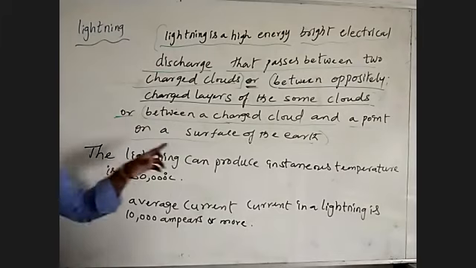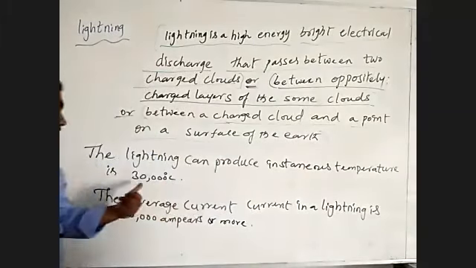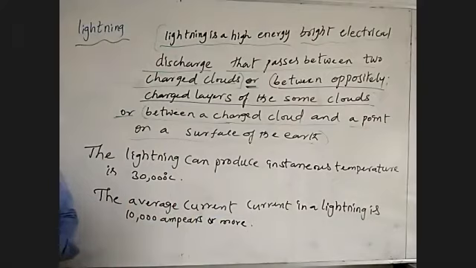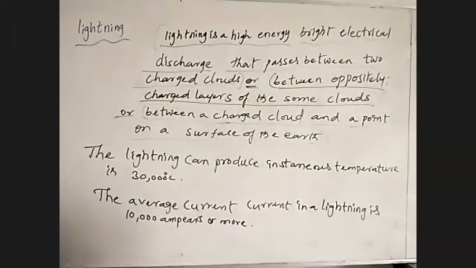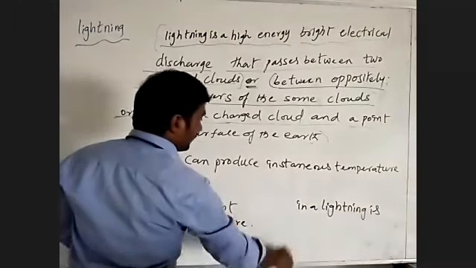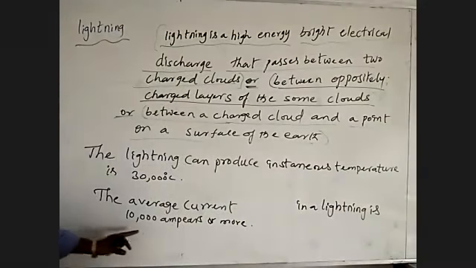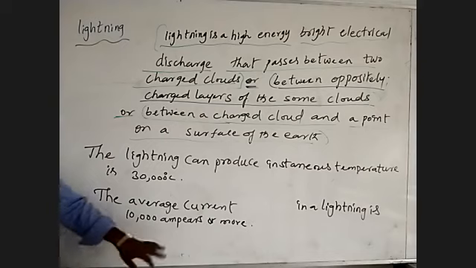See, the lightning can produce an instantaneous temperature of how much? 30,000 degrees Celsius. The average current in a lightning is 10,000 amperes or more. Electrical current is measured in amperes. Understand?